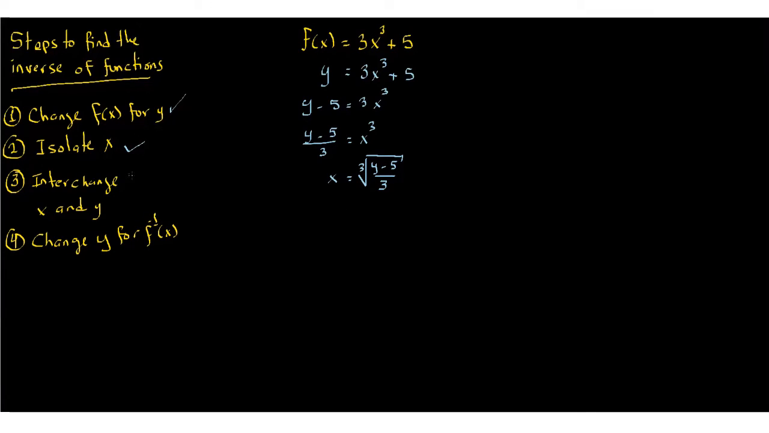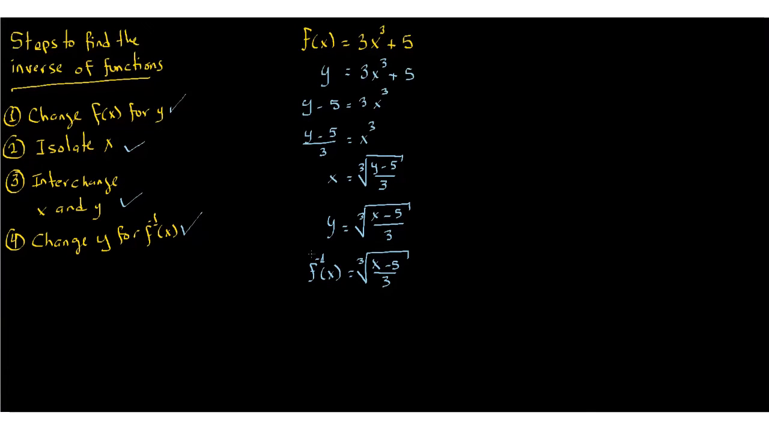I'm going to now interchange x and y to get to this. Y is equal to cubic root of x minus 5 over 3, close the root, and that's the third step. I'm going to the fourth one. I'm going to substitute the y for the f inverse of x. The rest remains the same, and that's it, just the algebra of this exercise here.